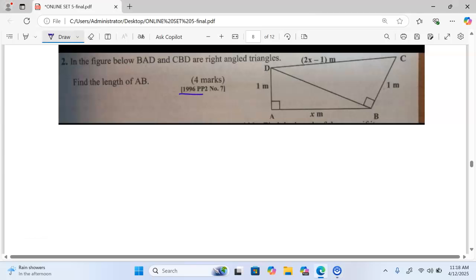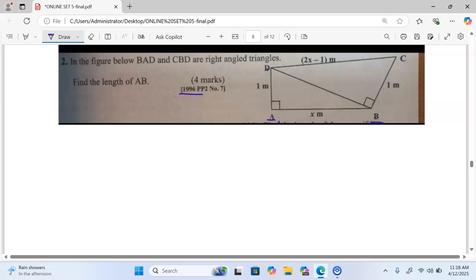We are looking at KCSE 1996 paper 2 question number 7. The question reads, in the figure below, BAD and CBD are right angled triangles. Find the length AB.